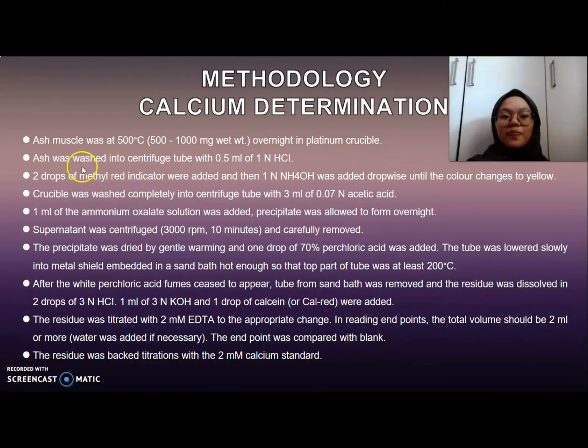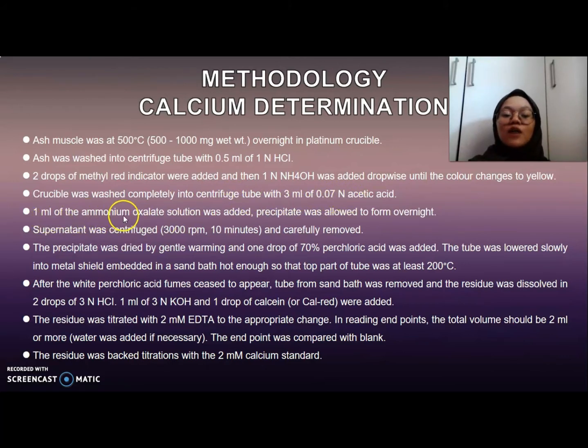Okay, firstly, muscle was ashed at 500 degrees Celsius, 400 to 1000 mg weight, overnight in a platinum crucible. Then the ash was washed into a centrifuge tube with 0.5 ml of 1 N HCl. 2 drops of metalphthalein indicator were added and then 1 N NH4OH was added dropwise until the color changed to yellow. The crucible was washed completely into the centrifuge tube with 3 ml of 0.07 N acetic acid.